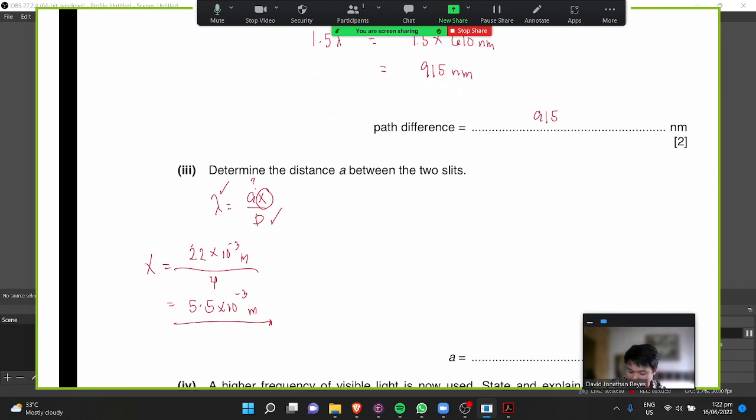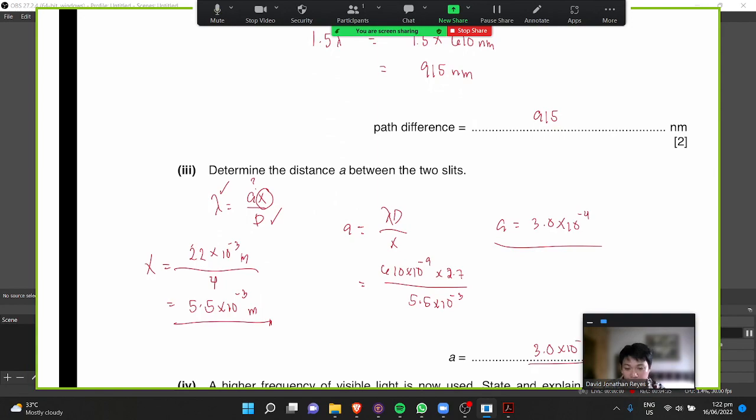Okay, use this in your equation. Now that gives you a equals lambda D over x. 610 times 10 to the negative 9 multiplied by 2.7 all over 5.5 times 10 to the negative 3. Let's compute. 610 times 10 to the negative 9 times 2.7 divided by 5.5 times 10 to the negative 3. That would yield you 3.0 times 10 to the negative 4 meters. So this is now your answer for your question.